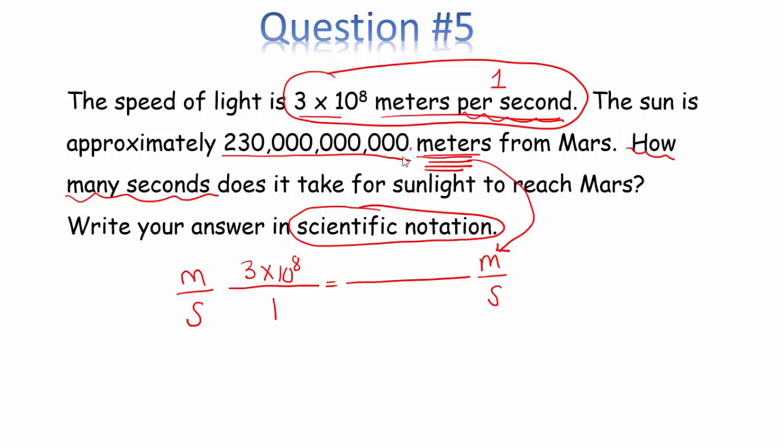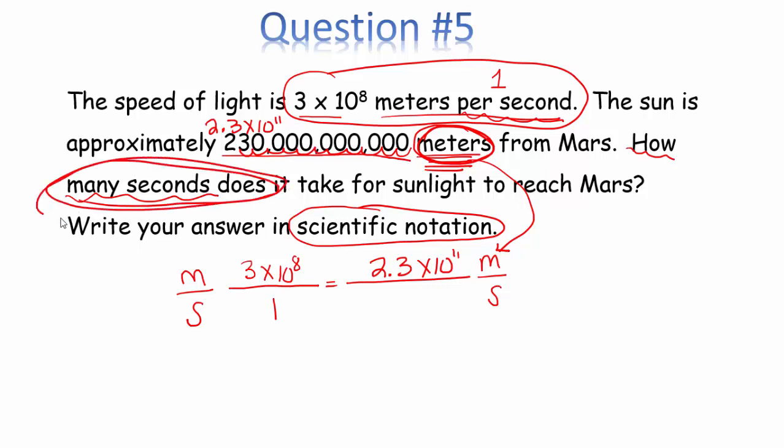in scientific notation. 1, 2, 3, 4, 5, 6, 7, 8, 9, 10, 11. So that's 2.3 times 10 to the 11th. Because it was measured in meters and we put our meters on top, that means 2.3 times 10 to the 11th goes on top. And I want to know how many seconds. They're looking for seconds, so I'll put a big T for time, the number of seconds.